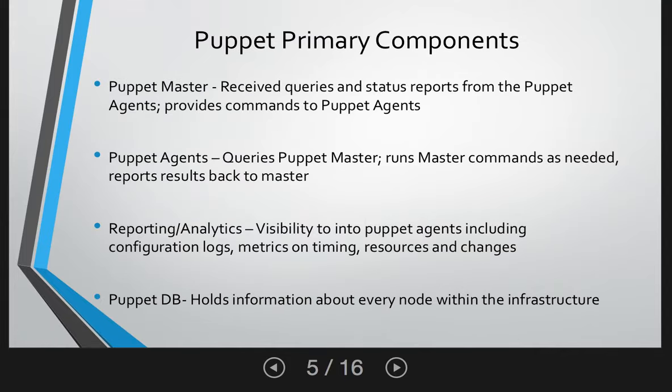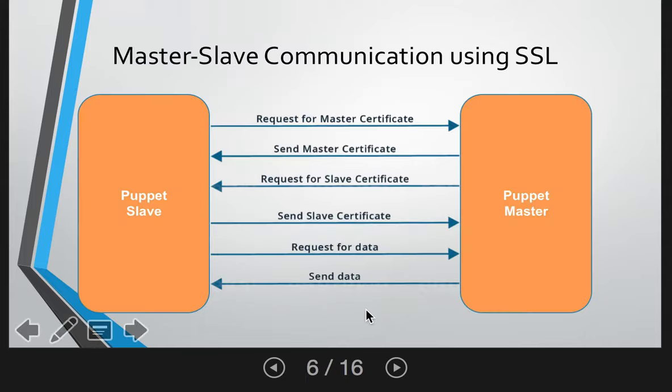The primary components of Puppet are Puppet Master and Puppet Agents. Puppet Agents query the Puppet Master, and the Puppet Master receives the queries and sends the status reports from the Puppet Agents. Puppet Agents run the commands sent by the master. Puppet has a very great reporting and analytics tool available. It has a web UI that shows logs of what has happened and what has changed over time. PuppetDB is something that holds information about all the nodes in the infrastructure.